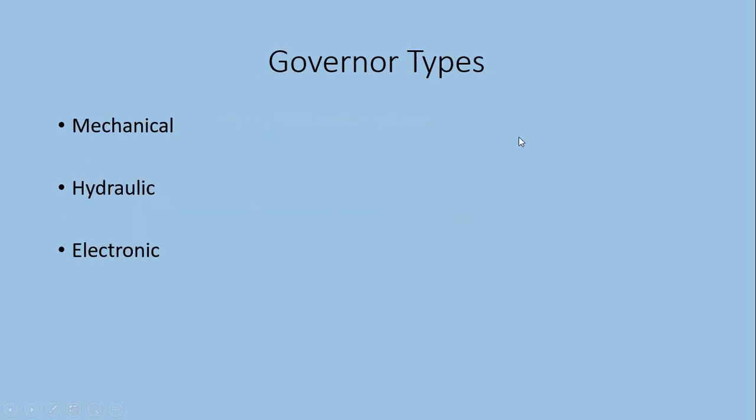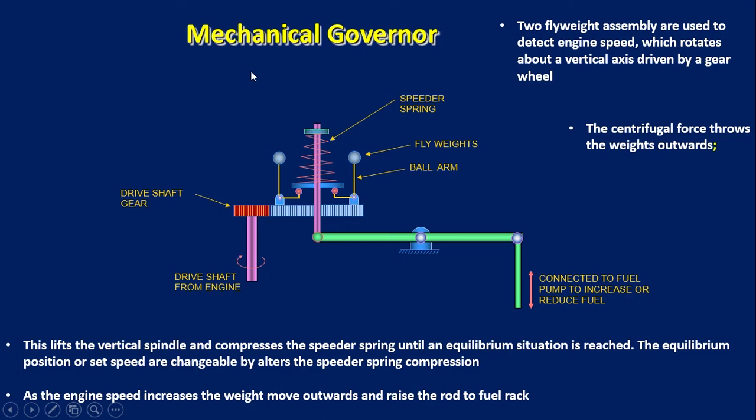So basically there are three types of governor used on board ship. One is mechanical, another one is hydraulic, and the last one is electronic governor. In this video we will discuss the different types of the governor and some important terms about the governor. So here we begin with the mechanical governor.